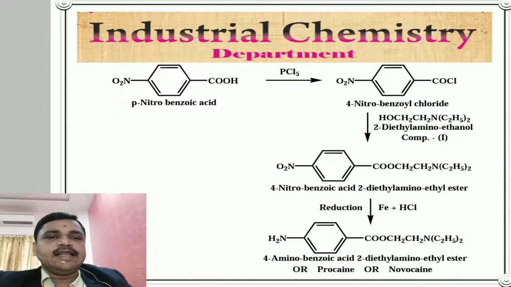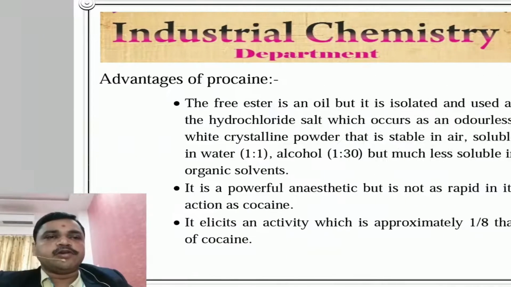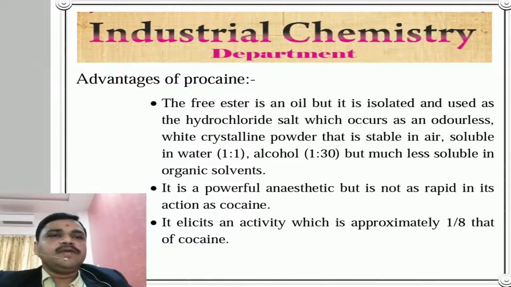Now the medicinal application of procaine or novocaine. The free ester is an oil, but it is isolated and used as the hydrochloride salt, which occurs as an odorless white crystalline powder that is stable in air, soluble in water 1 in 1, alcohol 1 in 13, but much less soluble in organic solvents. So these are the properties of procaine or novocaine.